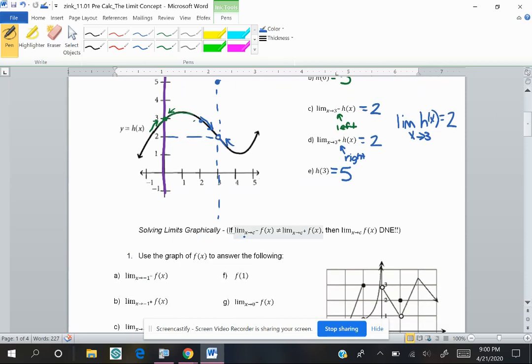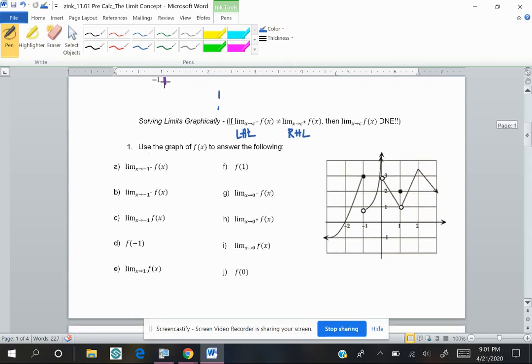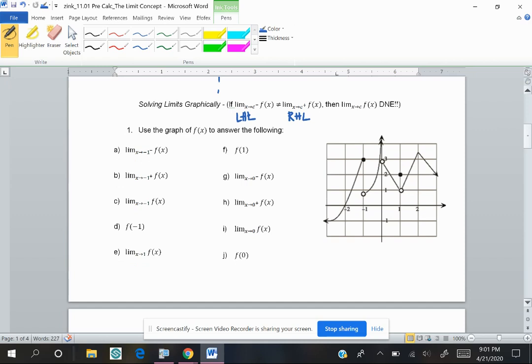Solve limits graphically. If the left-hand limit does not equal the right-hand limit, then the limit does not exist. So it has to be the same from the left and the right. You might be thinking of Mean Girls right now, at the end during her math competition. The limit does not exist.